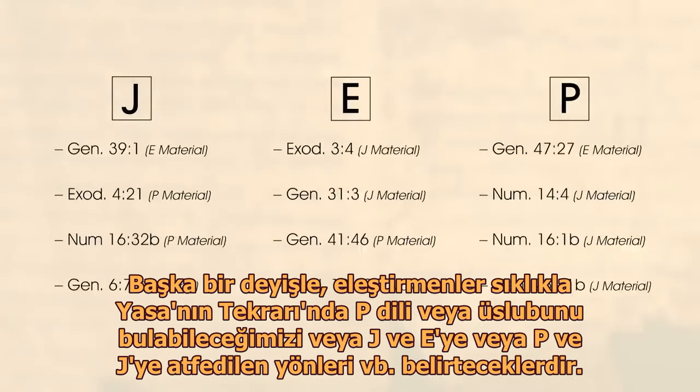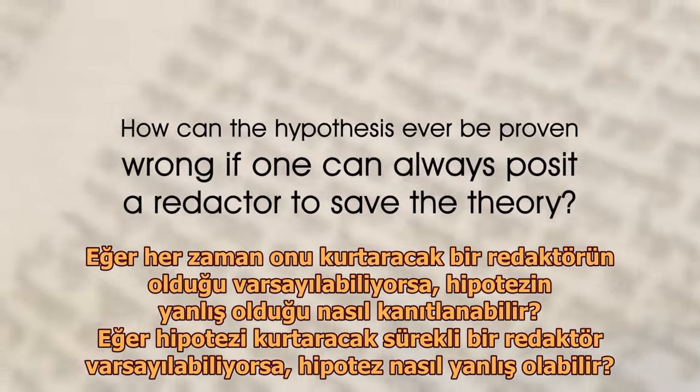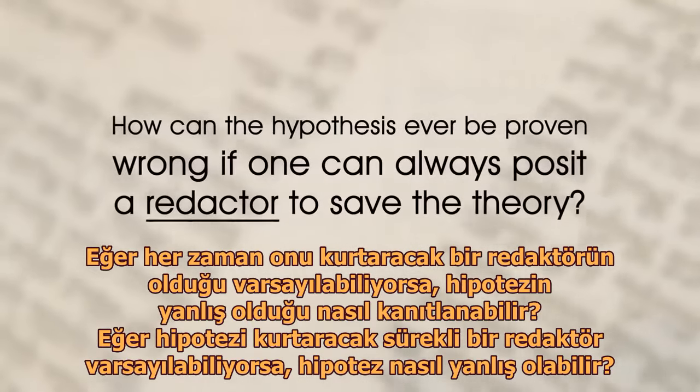Joel Baden lists instances where he says we can see E material in J, J and E, E and P, and J and P. But this seems to make the hypothesis unfalsifiable, or that it could never be wrong. Anytime there's an issue with the documentary hypothesis, just explain away the inconsistency by claiming a redactor made the change. How can the hypothesis ever be wrong if one can always posit a redactor to save it?